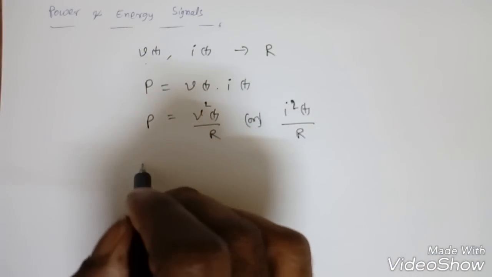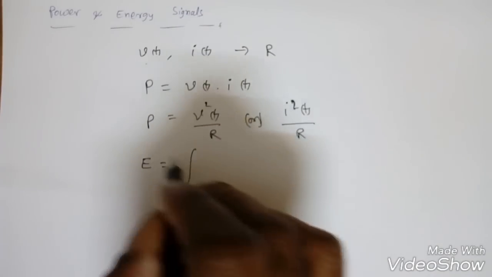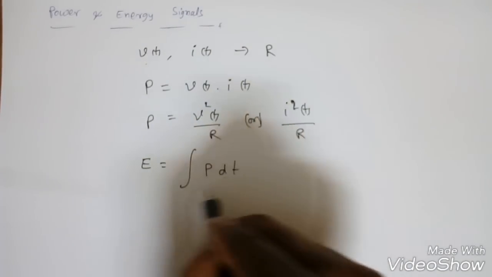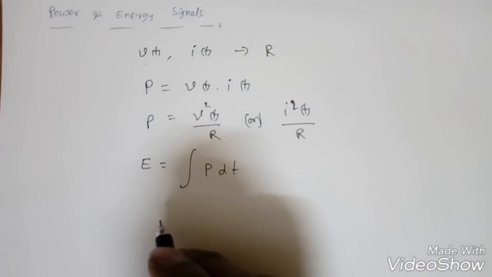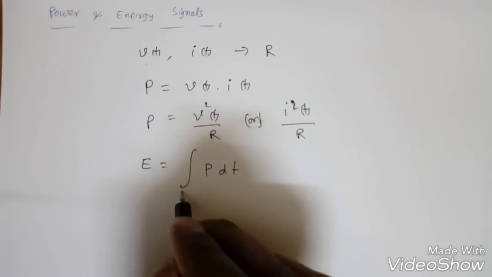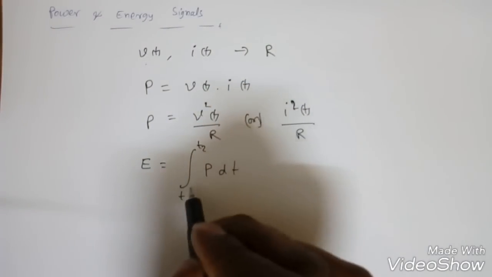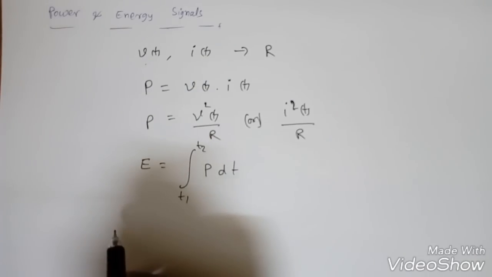Now what is the energy? For energy, we have to integrate the power dt. We have already seen this in network theory, right? If I integrate the power from a fixed point of time, t1 to t2, then we will get the energy.